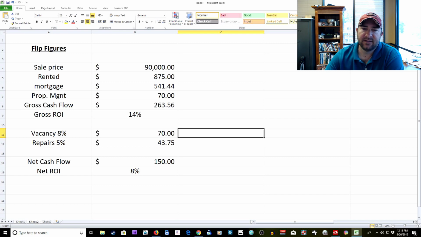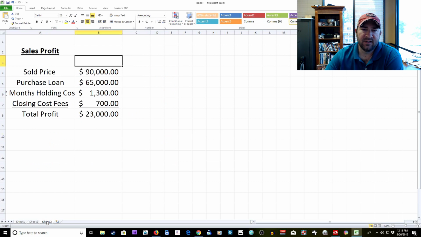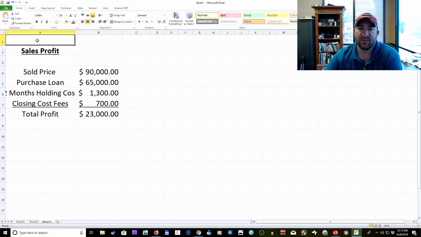So you see what the flip figures here look like for the investor who is purchasing this home. It's a solid property, solid investment. So now what do the sales profits look like? What does it look like for me as the one who purchased this home, renovated it, and now I'm flipping it? What does it look like?